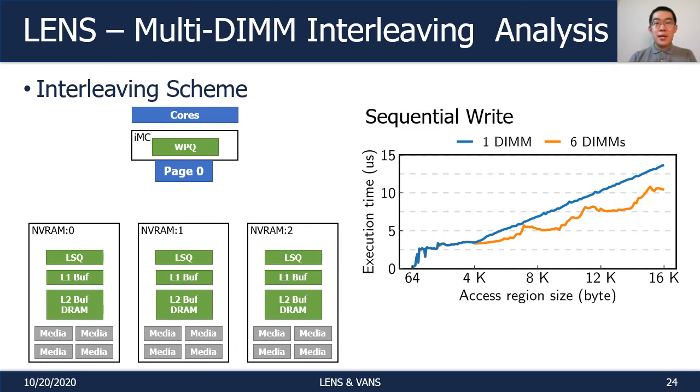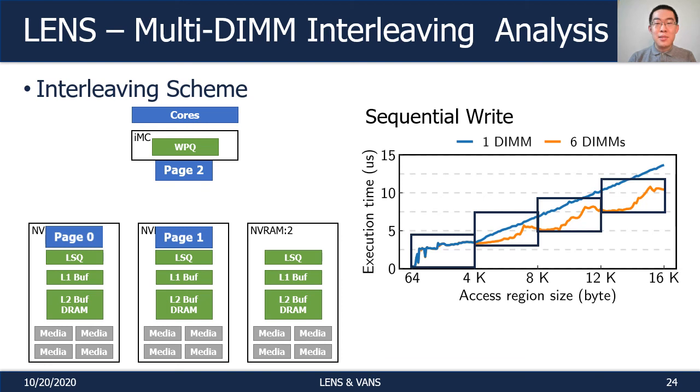Here we use a sequential write test to detect the multi-DIMM interleaving scheme for non-volatile memory. We perform sequential writes with different region sizes and measure the total execution time under each region size. We test the single DIMM and interleaved 6-DIMM settings. Here we notice that the write to the interleaved 6-DIMM shows a repeated latency trend every 4 kilobytes. This indicates that different 4 kilobyte pages are separated to different DIMMs.